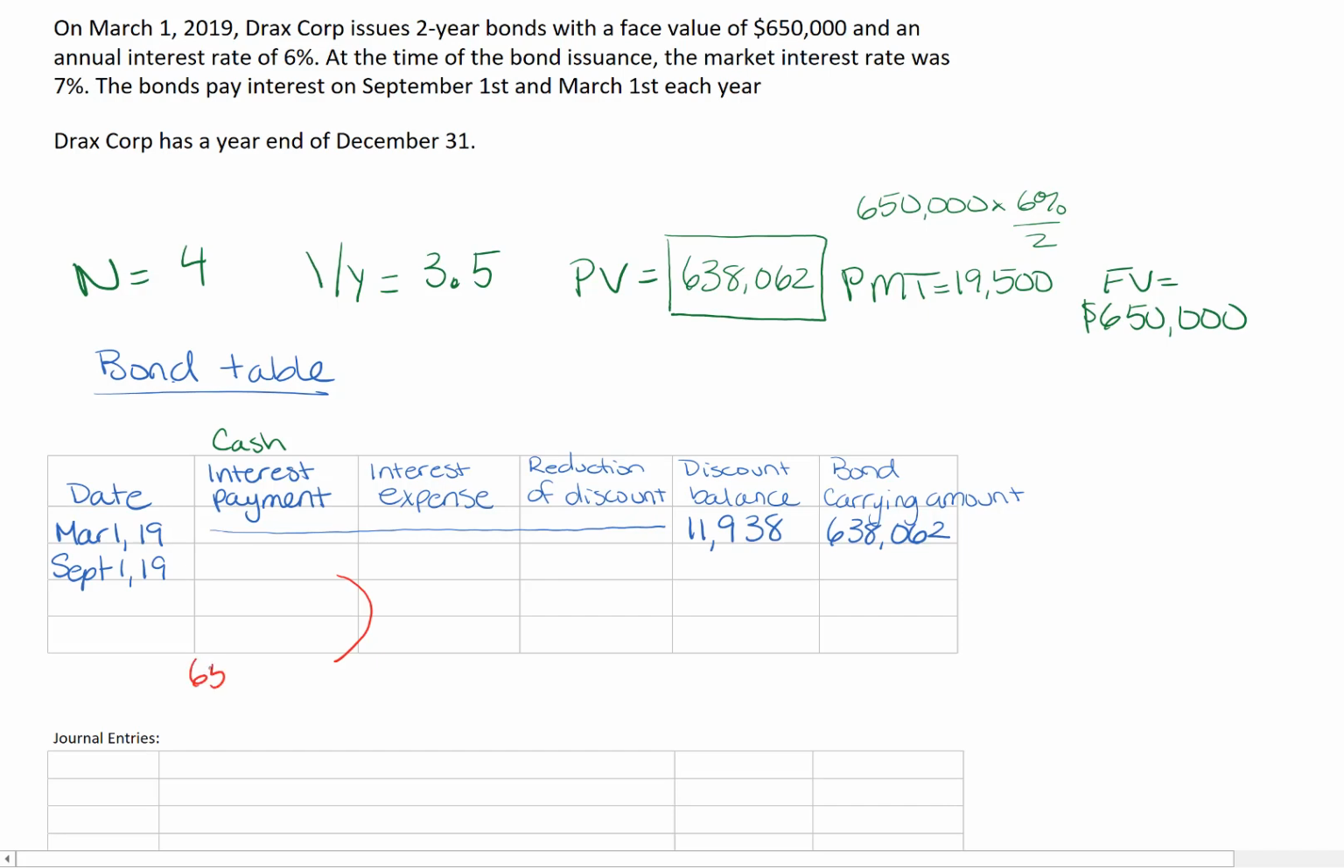On September 1st, 2019, our interest payment, or our cash payment, whatever you want to call it, is going to be calculated by taking the bond face value of $650,000 times 6%, which is the bond rate, divided by 2, because the 6% is an annual interest rate and we are making payments every 6 months.